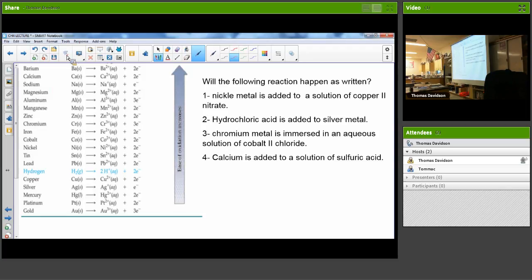Okay, let's go ahead and work through these. Hopefully they'll make pretty decent sense. Did I ask you to write out the whole thing? No. So what I did, I put Ni, if it's the metal, it means it's the solid, right? And I have copper 2 nitrate, so I don't care about anything but the Cu plus 2. So now what I'm looking for is nickel, which is right here, and copper, which is right here. Is the lone element higher on this chart than the ion? Yes. So will this happen as written? Yes, it will.